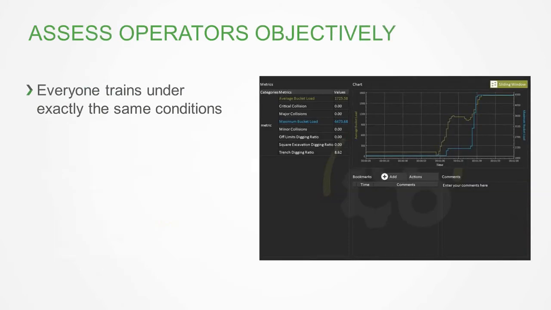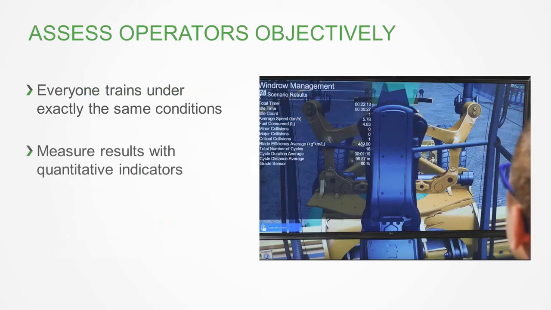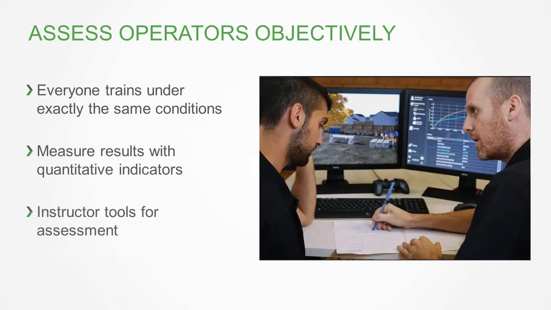Simulators are based off computers, so everything is recorded. Everyone trains under exactly the same conditions. You can measure the results in a very quantitative way, in a very objective way. And there are lots of tools that you can use to deconstruct behaviors and attempt to find patterns, both good and bad, that can help you assess the student's operations at that time.